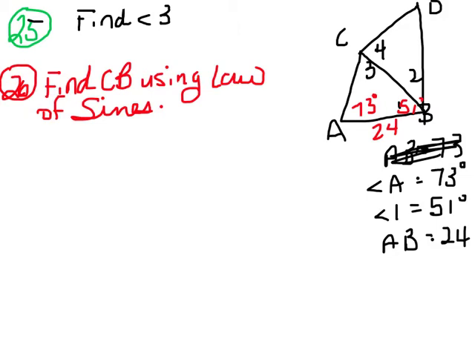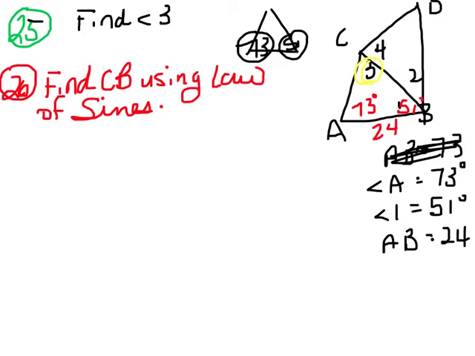I've already drawn and labeled the information they give us. Number 25 says find angle 3. Well, angle 3 is right here. If I pull that little triangle out by itself to make it a little clearer, I've got 73 degrees on this angle right here, and this one is 51. Do I need to do any trig to find angle 3?